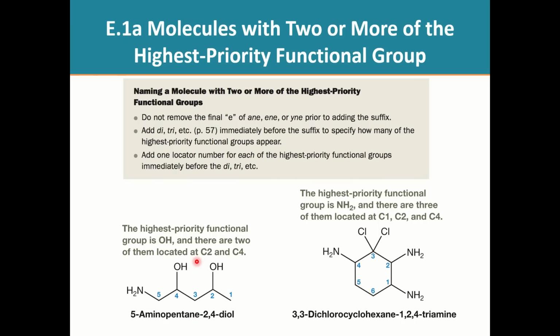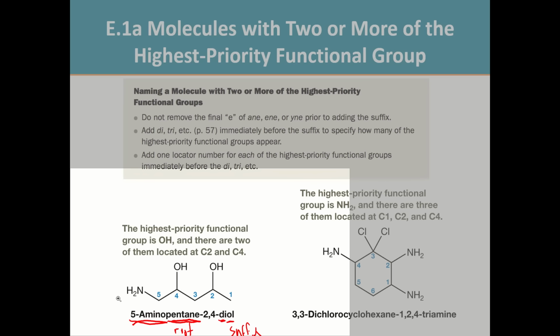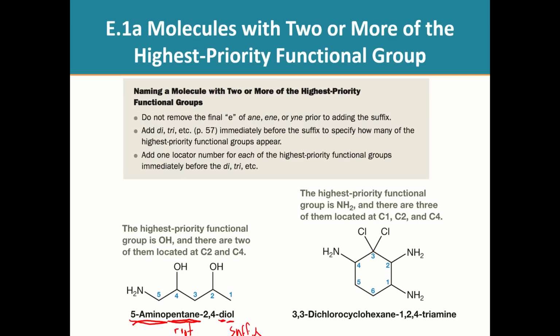So the root right there is the pentane. So that's our root. The all is our suffix, but we had to add the di because there's 2 of them now. And then the amino, 5-amino, is simply our prefix. So that's our prefix. So when you have more than 1 of the same functional group, you keep the E. All right?